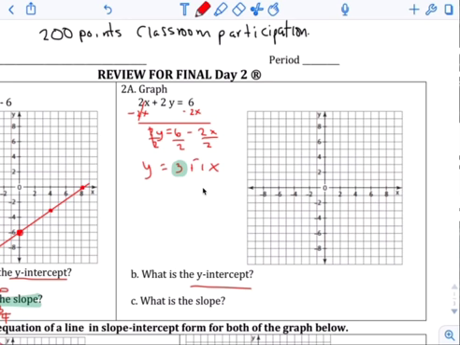I'll also bring expo markers for tomorrow. You can write on the table if you have your own expo marker.